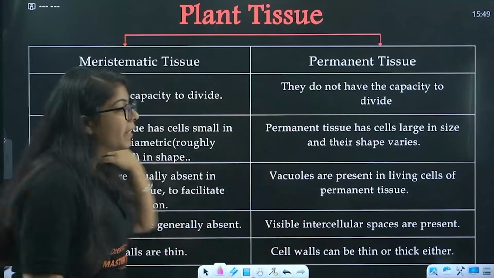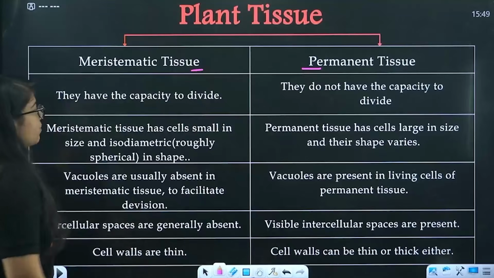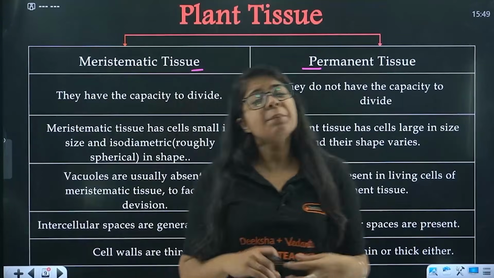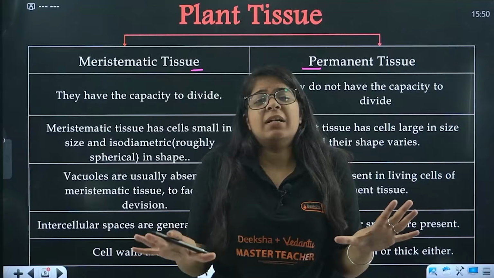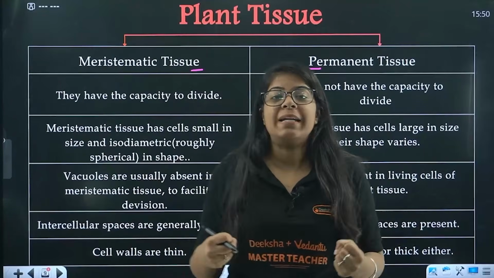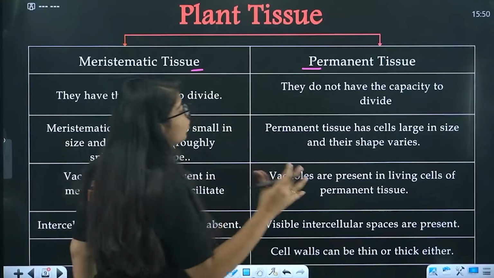Now see, beta, 2 tissues were there. First is permanent, then is meristematic. Now the main difference is beta, in permanent tissue, see, it's permanent, so it does not want to divide, does not want to split. So that permanent tissue has not the capacity to divide.